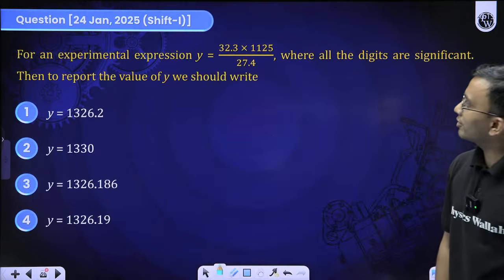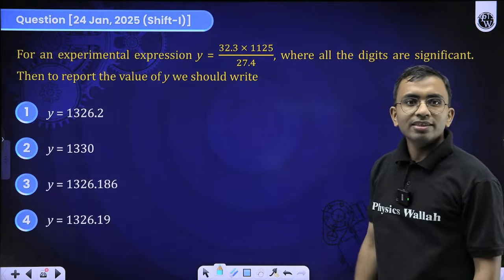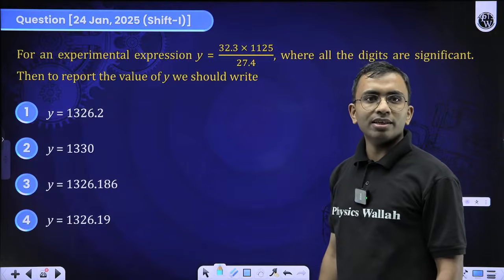This is the question asked in JEE Mains. Now some multiplication is given here.